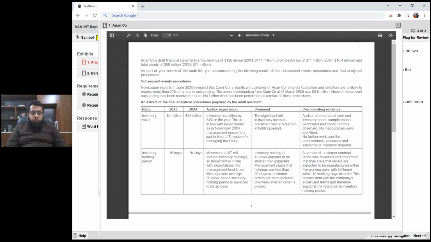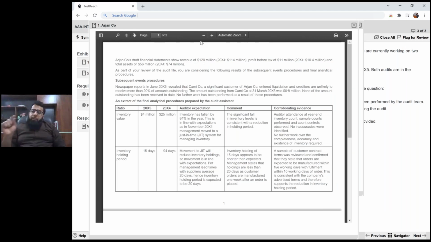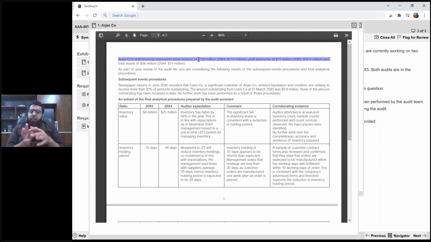Now, Argent Company's draft financial statements show revenue of $120 million, profit before tax of $11 million, and total assets of $56 million. Okay, so this data is normally given so that we can calculate the materiality. As part of your review of the audit file, you are considering the following results of the subsequent event procedures and final analytical procedures. Subsequent event procedures. Newspaper reports in June 2005 revealed that Kenny Company, a significant customer of Argent Company, entered into liquidation, and creditors are unlikely to receive more than 20% of the amount outstanding.